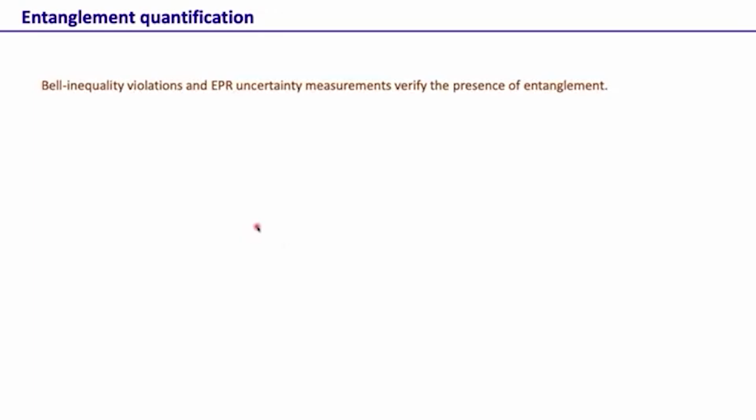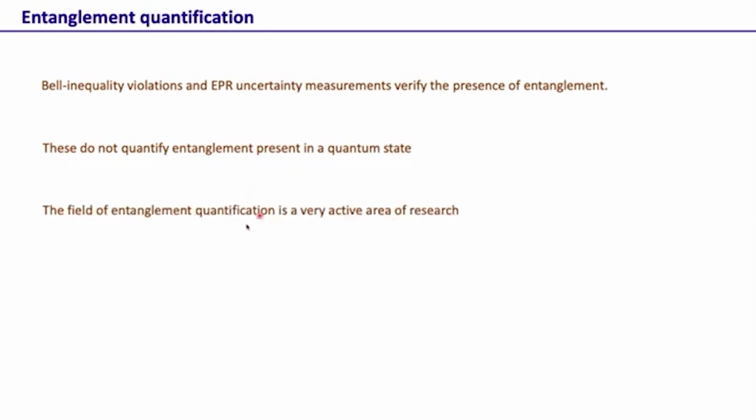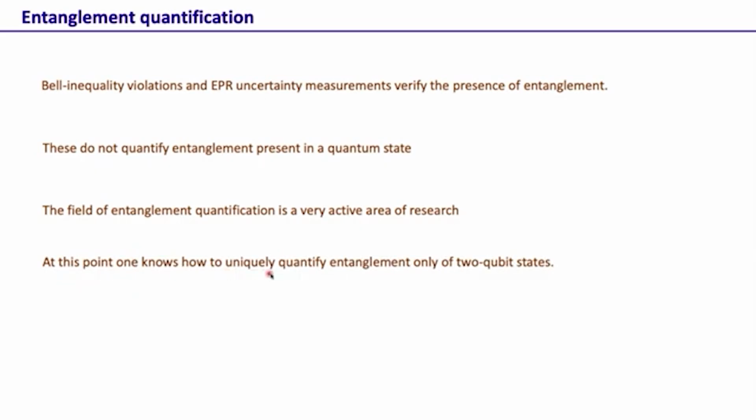But today we want to do entanglement quantification. Just a few facts first. Bell inequality violations and EPR uncertainty measurements verify the presence of entanglement. They do not quantify the entanglement present in a quantum state. The field of entanglement quantification is a very active area of research, but still at this point we know how to uniquely quantify entanglement only of the 2-qubit state.